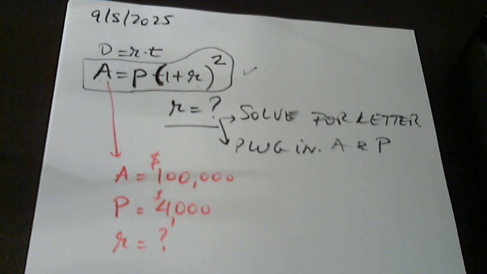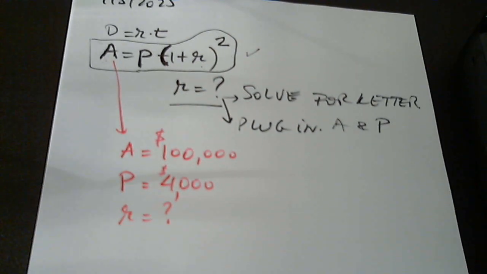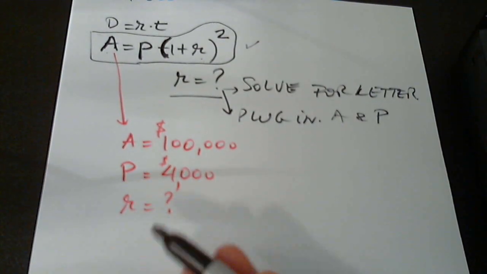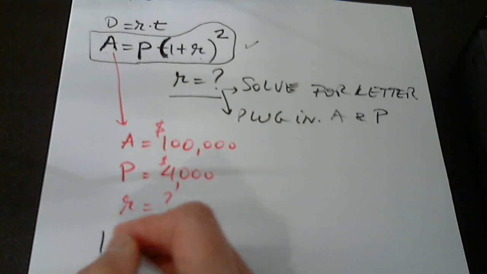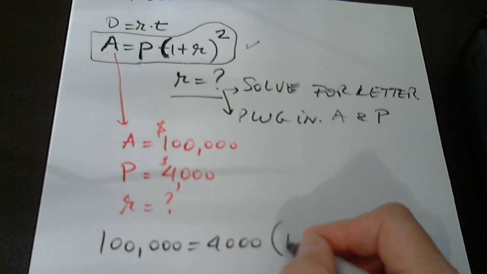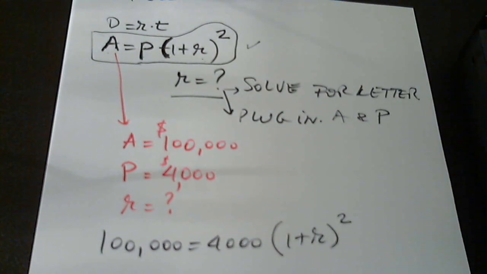Now, if you have the numbers, we can work on the problem that you had. If not, we can work on what I just came up with. We'll work on this because it was in the practice. That's fine. I wrote down the form. Okay. Are the numbers okay? Okay. Perfect. So we have 100,000 equals 4,000 parentheses 1 plus R to the second power.